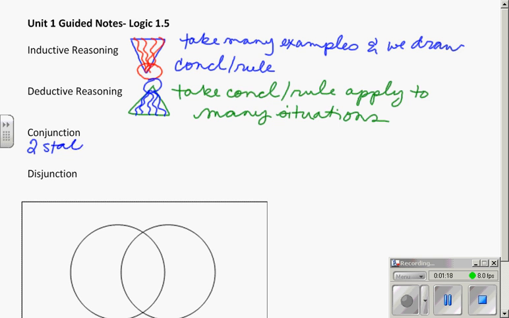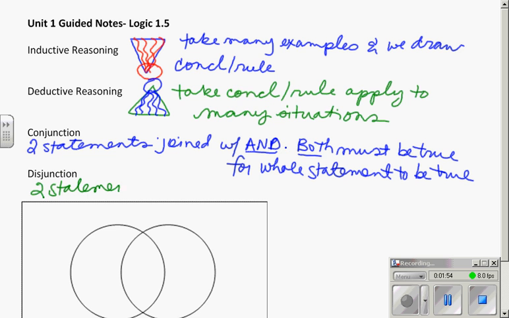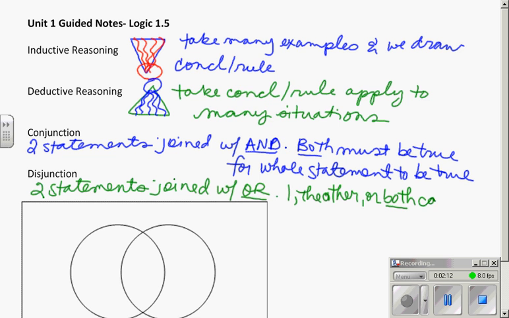Now a conjunction is two statements joined with and. Both must be true for the whole statement to be true. A disjunction is two statements joined with or, excuse me. One, the other, or both can be true for the whole statement to be true.